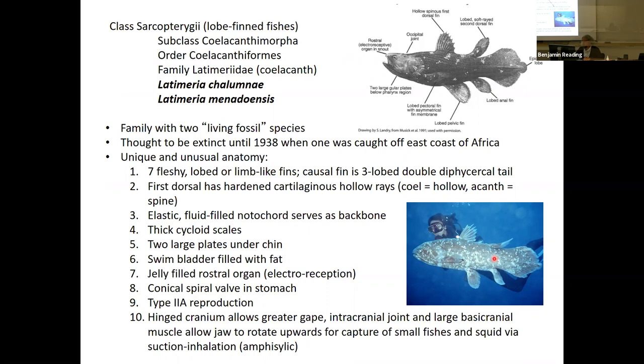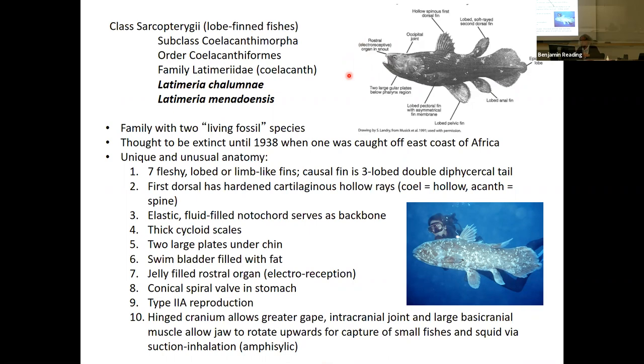They have type 2A reproduction from what we talked about, and they have a hinged head. You see this is a hinge, this occipital joint here. They have a hinged head that allows their upper jaw to open up as well as their mandible to open down. So they can open their jaw very, very wide, and they have an amphistylic jaw. That's the jaw style that they have. They're primarily eating small fishes and squids, and they do have this suction inhalation. They do have this pipette feeding, but it's not as sophisticated as some of these other more derived fishes.